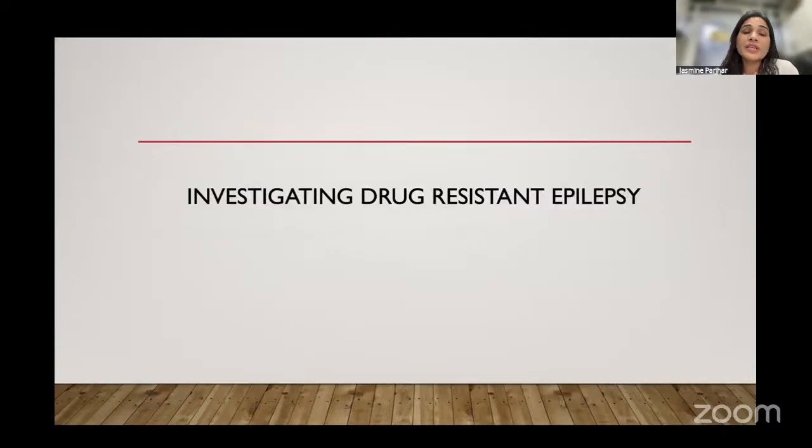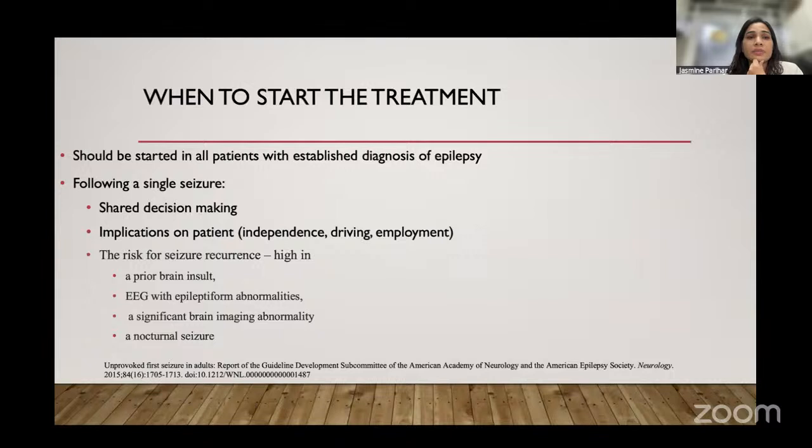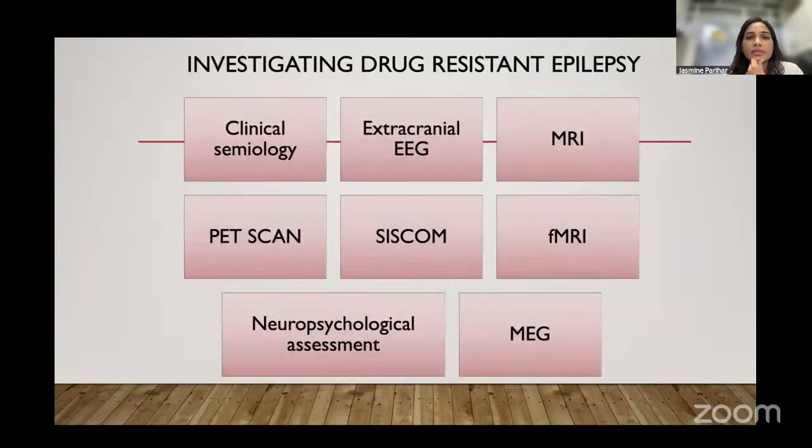Now, if the patient has drug resistant epilepsy, now what is drug resistant epilepsy? First, let us see what is drug resistant epilepsy. Okay, I'll come to that. I think it is in another slide. So we'll come to the definition of drug resistant epilepsy later.